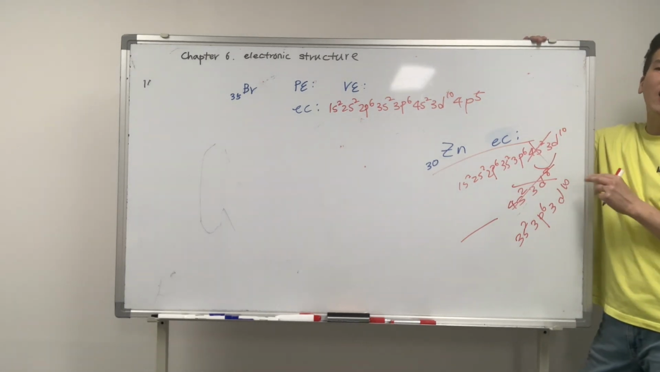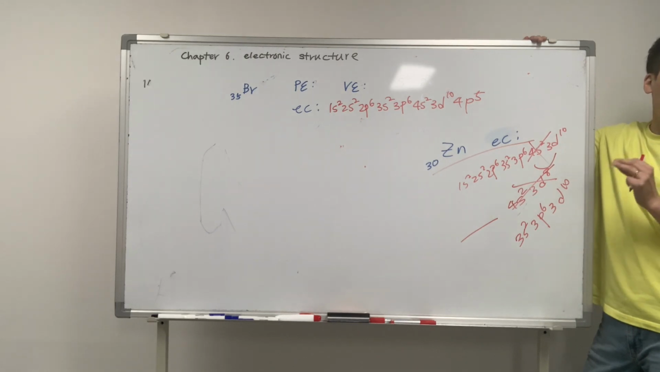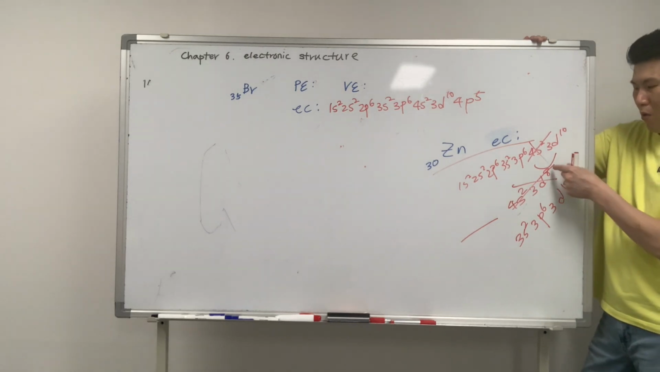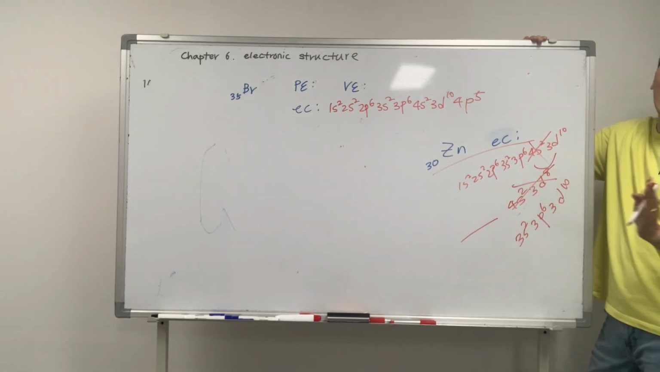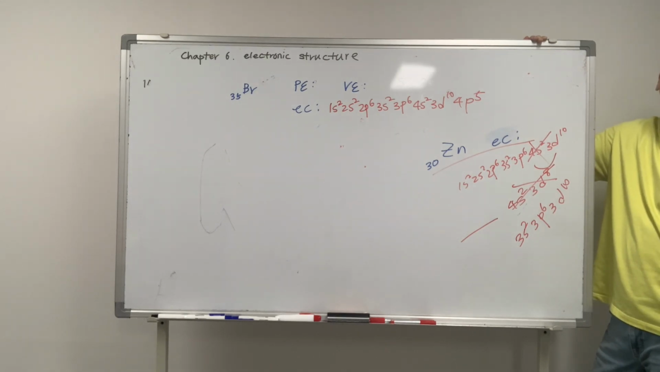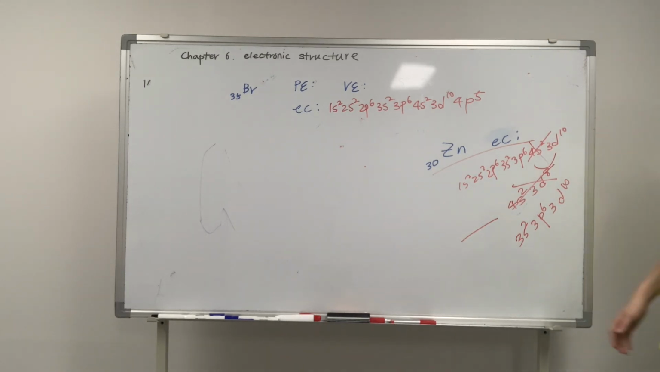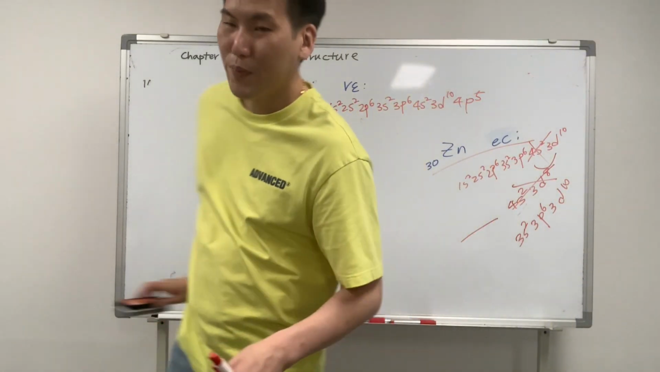4s and 3d are very, very close in terms of energy level. The order may get switched depending on stability. 4s and 3d, okay? Right. Are we clear? So now, I'm going to explain one more thing and we'll take a break.